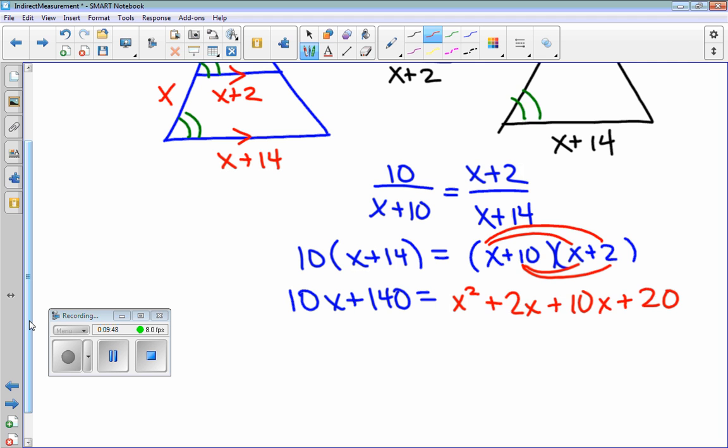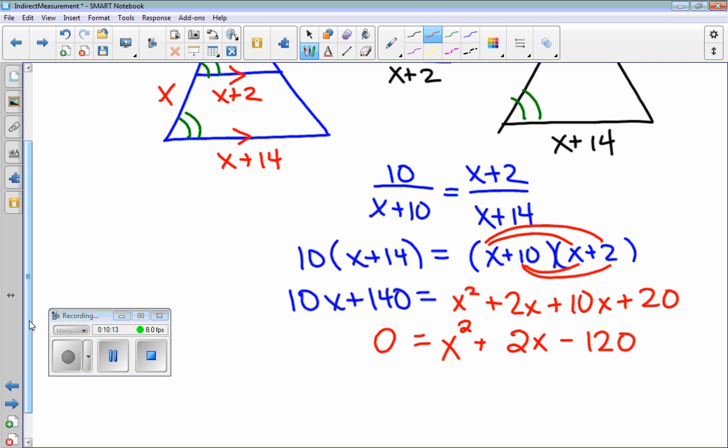I'm going to move, we have 12x minus 10x. Is that too hard if I do too many steps at one time? I'm just moving the 10x over here and combining it with the x's that are already there. Then I'm going to subtract the 140, so I get x squared plus 2x minus 120 equals 0. Now, I kind of skipped a little bit. That's all algebra stuff. Any questions so far?